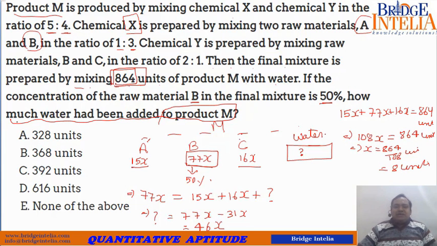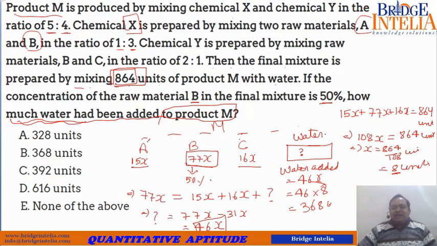Question is, how much water has been added? We have added 46x. So water added is equal to 46x. So this comes out to be 46 into 8. So 8 fours are 32, 8 sixes are 48, so 320 plus 48, 368 units.